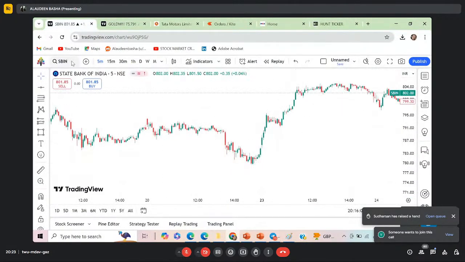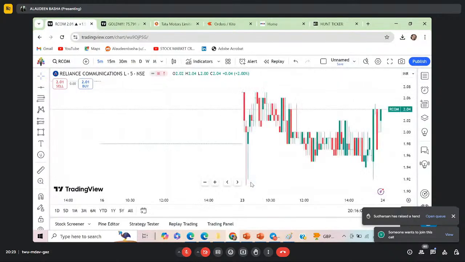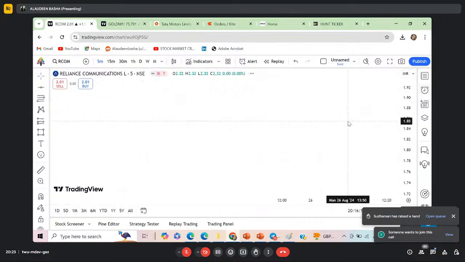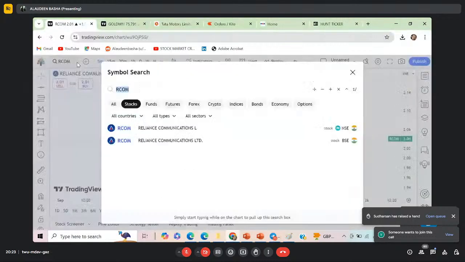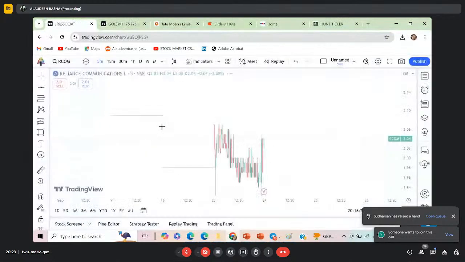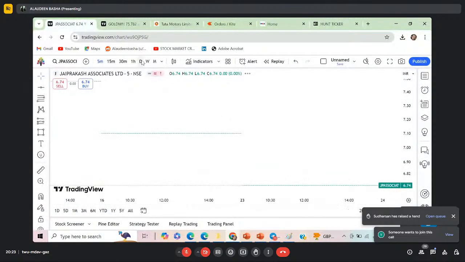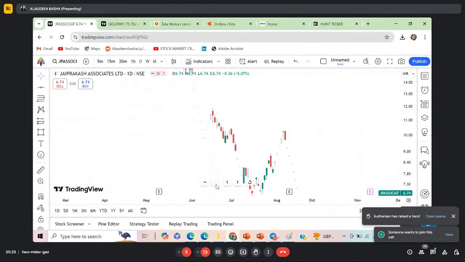For example, if you go with Arcom, now you can see this chart. You can see the gaps. Similarly, go for Jaiprakash Associates, JP Associates. These are penny stocks. Just see the chart. Go to the daily time frame also. You can see this difference.